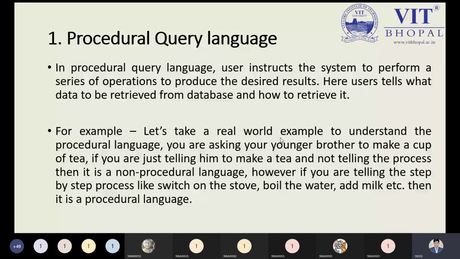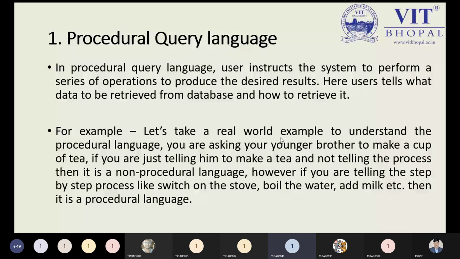Select star from a table name, where the student age should be greater than 20. So is this a procedural language or a non-procedural language? I'm just speaking a very simple query to know your idea: select star from the student table where student age is greater than 21. Now tell me, is this procedural or non-procedural? I don't think so. You don't think so? Why do you think so?